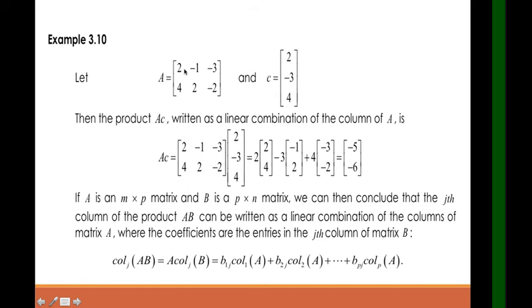Example: let A be the matrix with rows 2, negative 1, negative 3 and 4, 2, negative 1, and C be 2, negative 3, and 4. Then the product AC, written as a linear combination of the columns of A, is 2 times the first column, minus 3 times the second column, plus 4 times the third column, which gives negative 5 and negative 6. I hope you get how it goes.